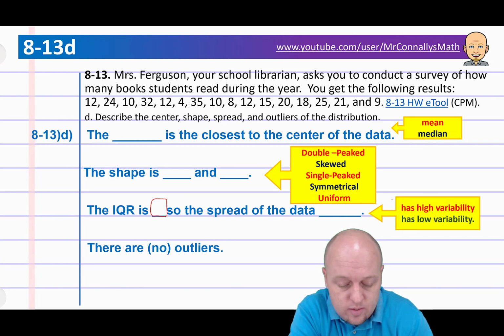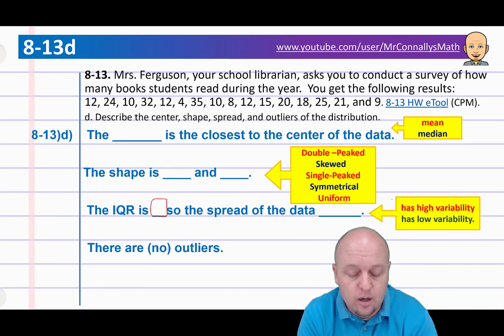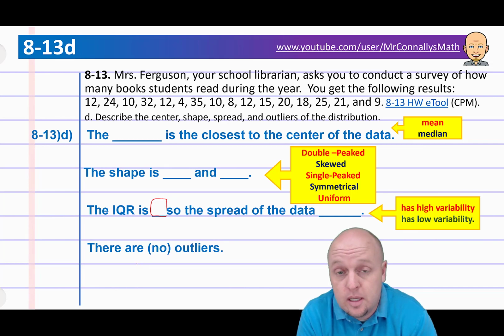There are no outliers, or are there outliers? Look on the paper or look on the data numbers and decide, is there a number that sticks out that's not closer to the other ones? Is there a big gap between it? If there is, then say there are outliers and say which ones they are. Or if you decide there's no outliers, then just say there are no apparent outliers. Okay, pause to finish that one up. Let's go on to the next.